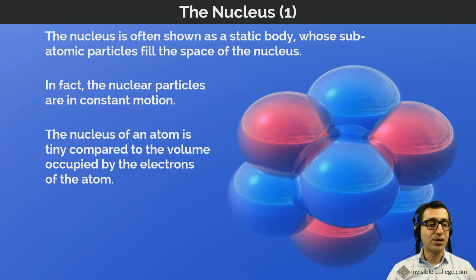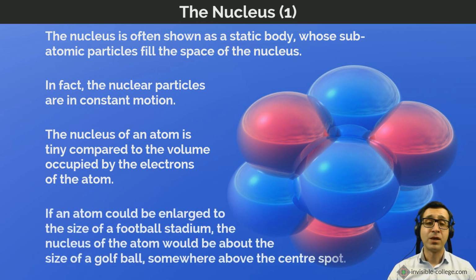So a lot of analogies are used to give you an idea of just how small the nucleus is compared to the size of the atom. So for example, if an atom could be enlarged to be the size of a football stadium, the nucleus of that atom would be about the size of a golf ball, somewhere above the center spot in that stadium.